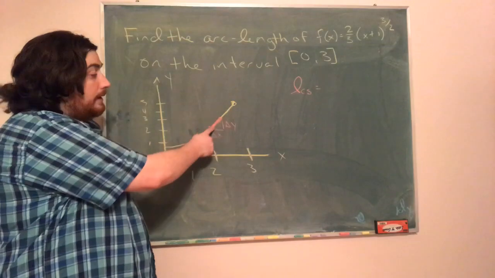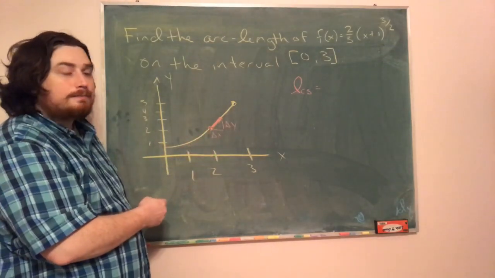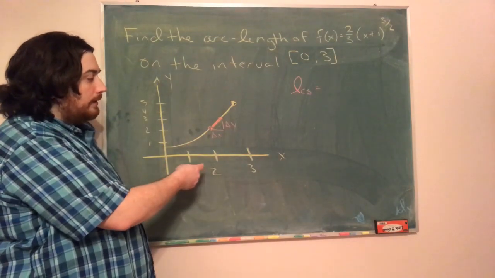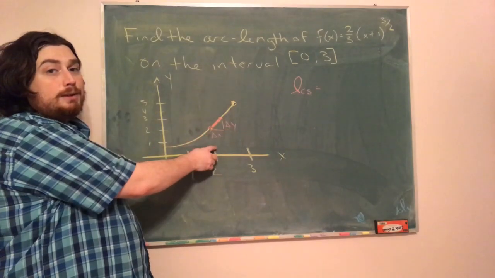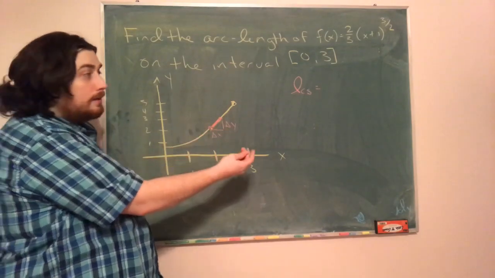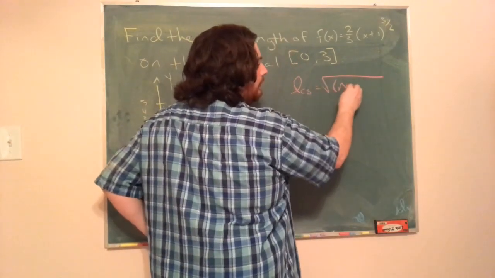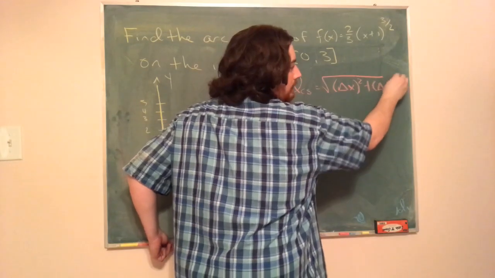Now, in order to find this linear length, we notice that we have a right triangle, and the right triangle is going to follow the Pythagorean theorem. So the length is this side squared plus this side squared, take the square root. I get the length is going to be the square root of delta x squared plus delta y squared.